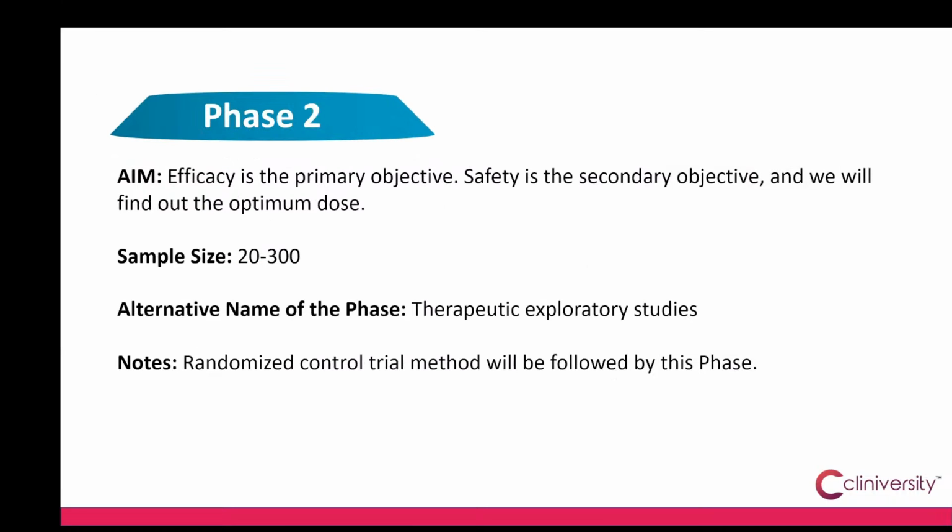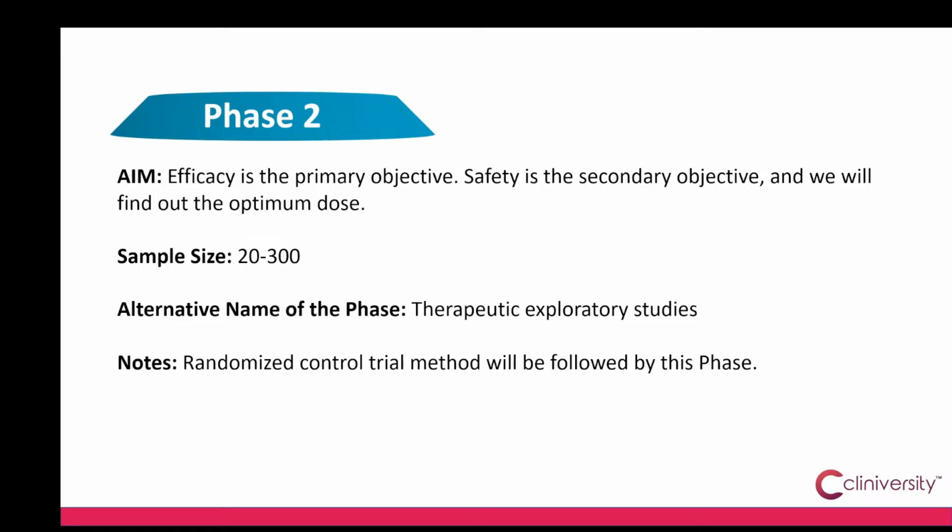So we have phase 2 trials. The main aim of phase 2 trials is efficacy. How efficient is the drug? And safety is the secondary objective. So safety and efficacy are the objectives of our phase 2 clinical trials. And we will find out the optimum dosage because here we are using a larger population. We have a sample size of 20 to 300, so the number of subjects involved in phase 2 trials is between 20 and 300.